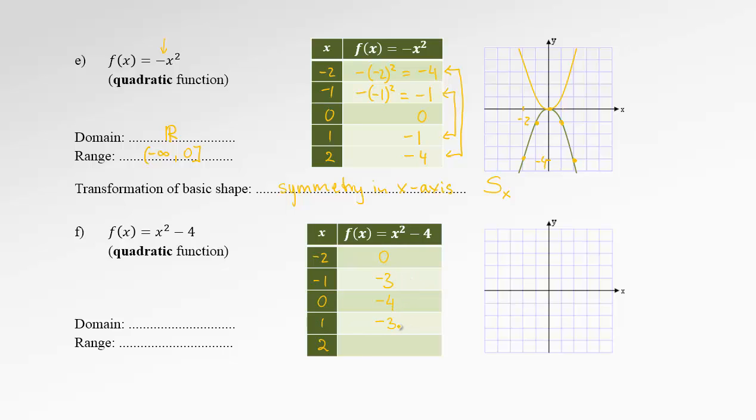As you see, we have the symmetry. So what to expect next? Even without any calculation, I know it will be 0. But let's confirm. 2 squared is 4, -4, yes, it is 0. Okay, let's plot those points. -2, 0 is here, -1, -3 is over there, 0, -4, and then 1, -3 is here, and 2, 0 is over there. So let's connect those points. Here's our shape. Again, it looks like a regular parabola. However, the vertex is not at 0, but at -4.